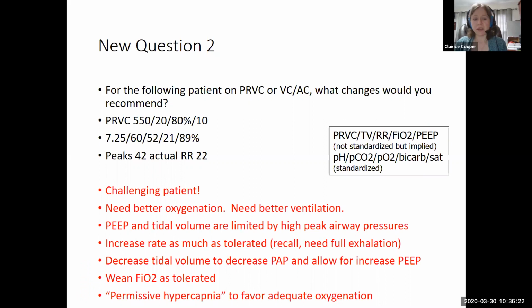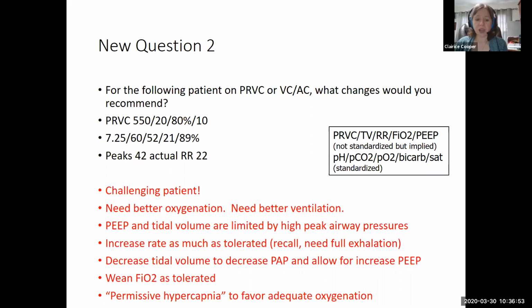So here are some of the things to consider. First of all, we need better oxygenation. So we can try to go up on the PEEP. 10 is still on the lower range, but we are also considering our peak airway pressures. So we're going to increase our PEEP, but in order to manage our peak airway pressures, we also need to decrease our tidal volume.